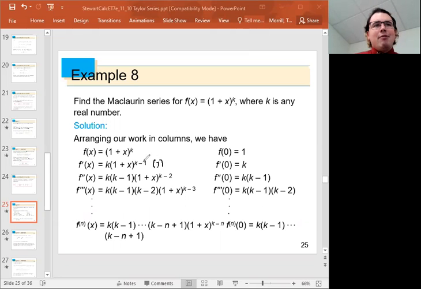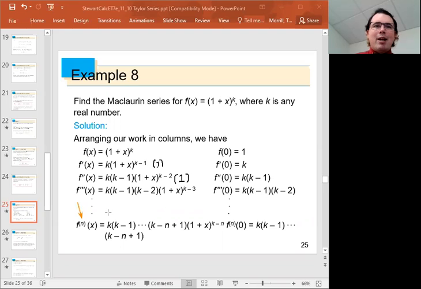For the second derivative, I'm going to bring down that old exponent. I'll have k times k minus 1 as my coefficient. I will have 1 plus x to the power k minus 2. And technically, I would have to multiply by the derivative of what's inside. Again, multiplying by 1 never hurt anybody. And so on.